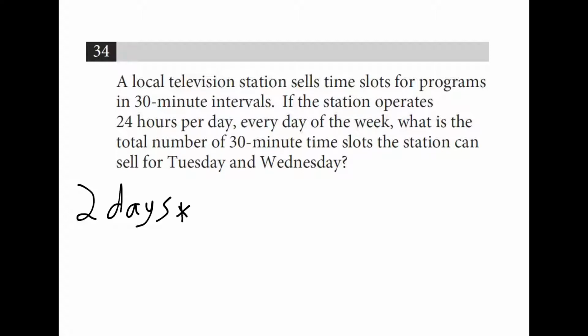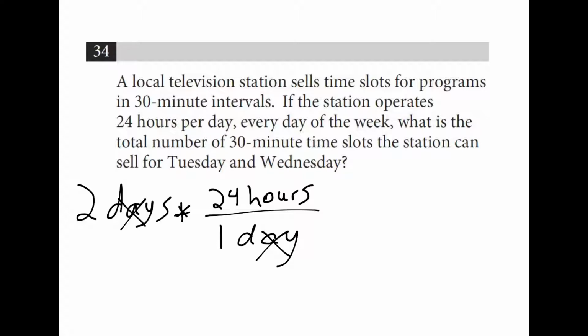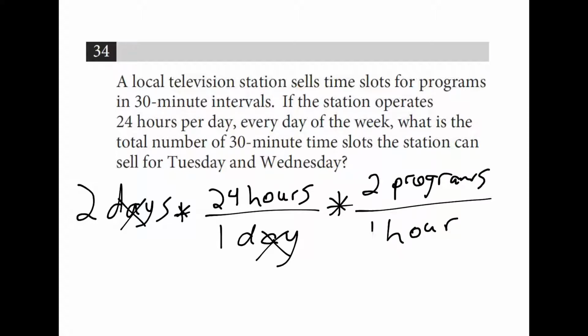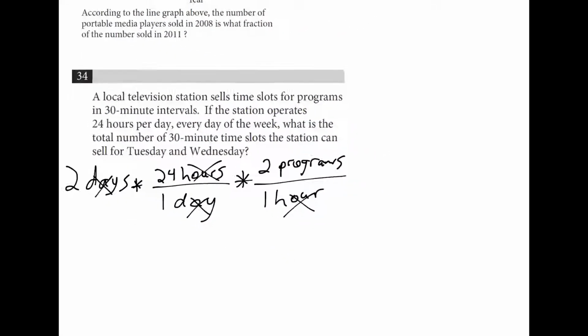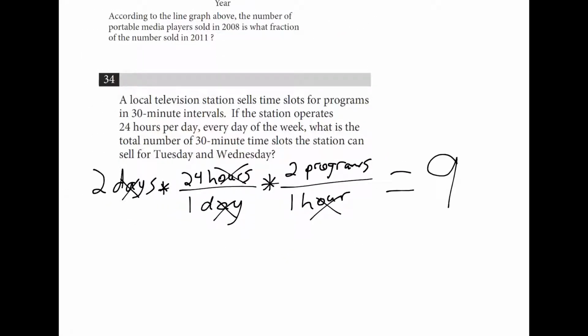And I'm going to multiply this by a conversion of 24 hours per 1 day. That way I cancel out this unit of days. To cancel out hours, I consider how many programs are there per hour. 2 programs per hour. Now it might be tempting to use 30 minutes instead of programs, but that's going to complicate the situation a little bit. We can leave it simply as crossing out hours, and already we can get to our answer. 2 times 24, 48, times 2, 96.